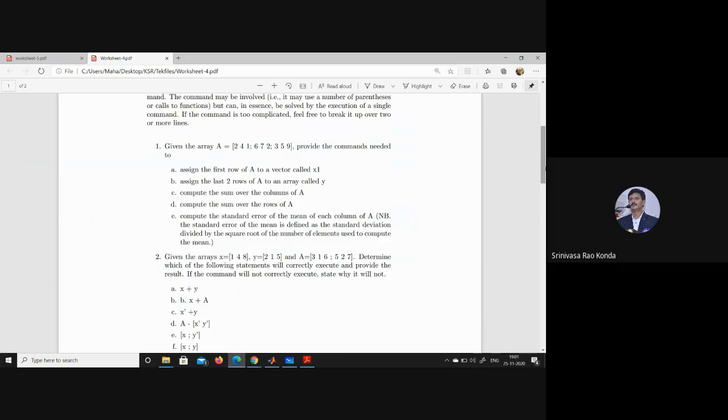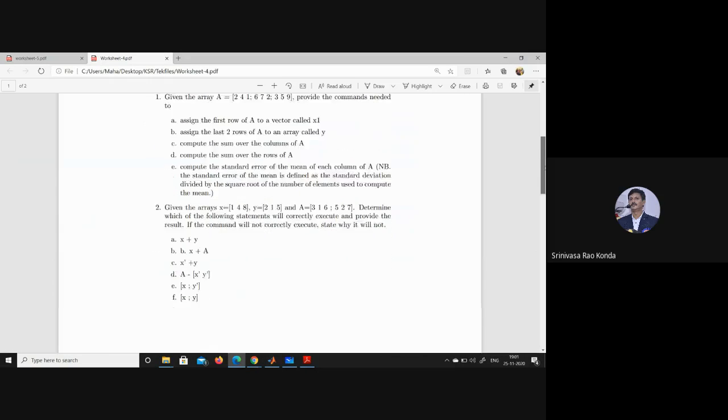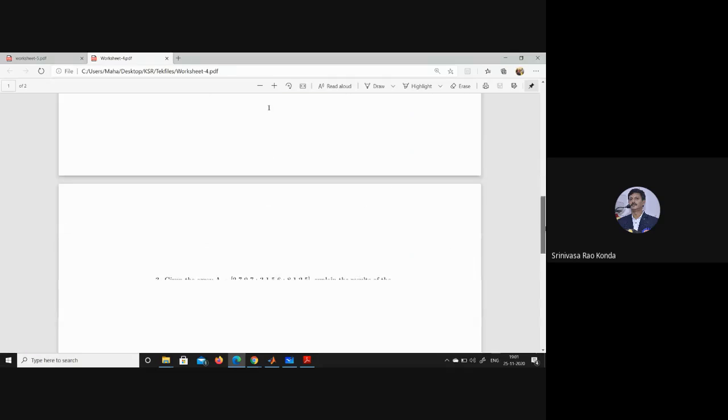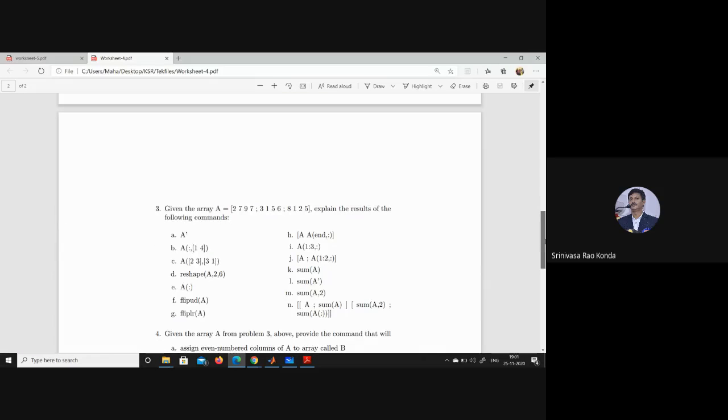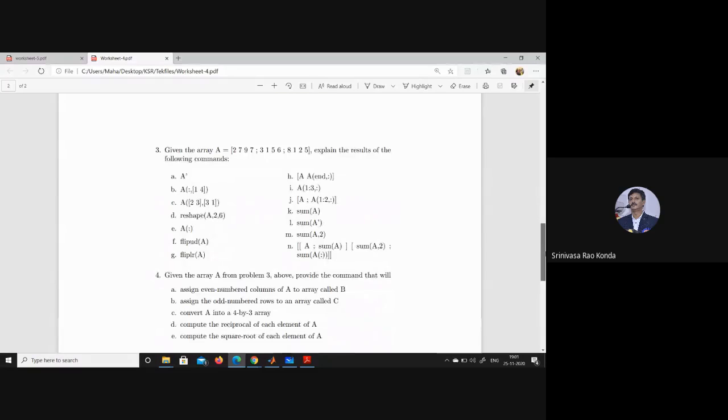Next, you do this one. Determine which of the following statements is correctly executed. That you have to check properly. Enter the commands. Any commands you have to identify. Explain the result of the following commands. Execute the commands. If you get an answer, that's fine. If you get an error, identify the error.